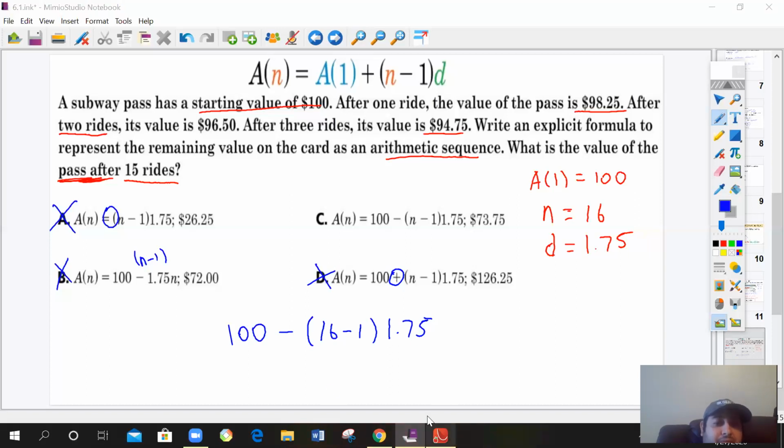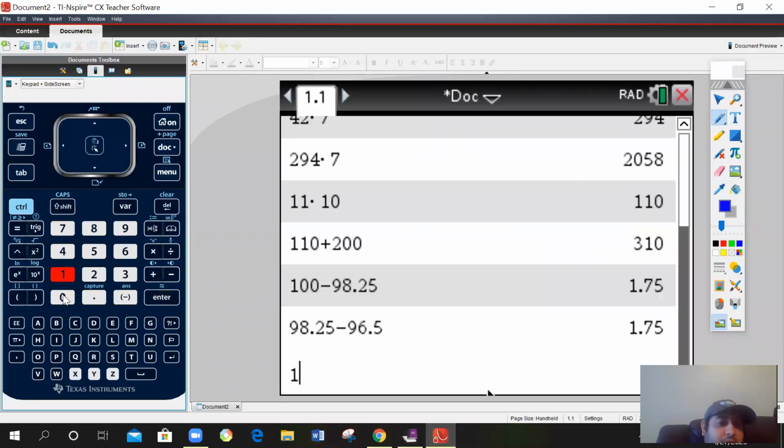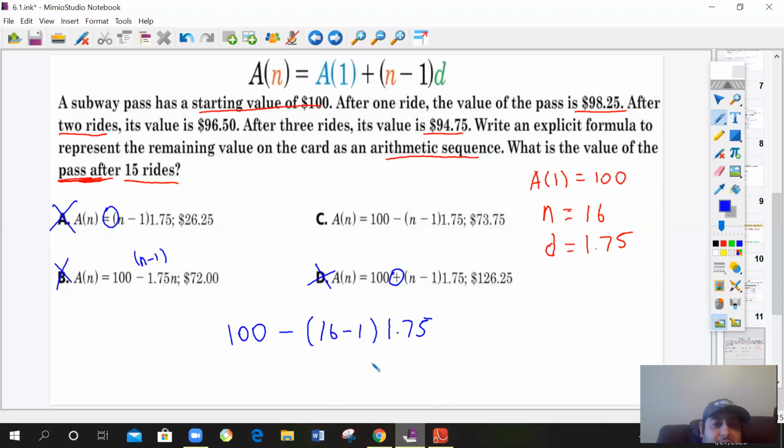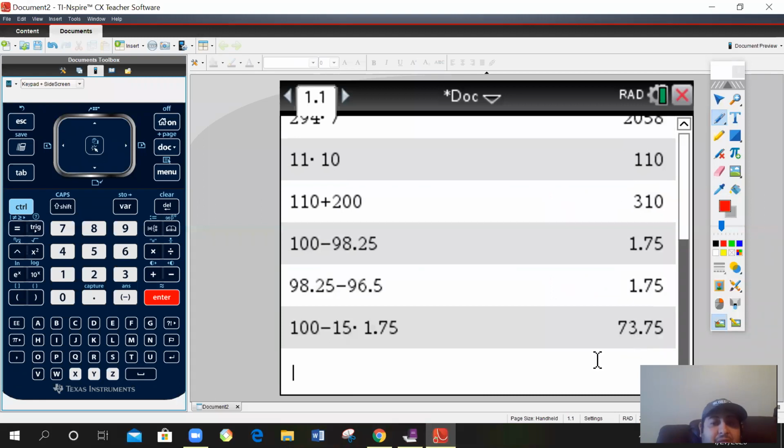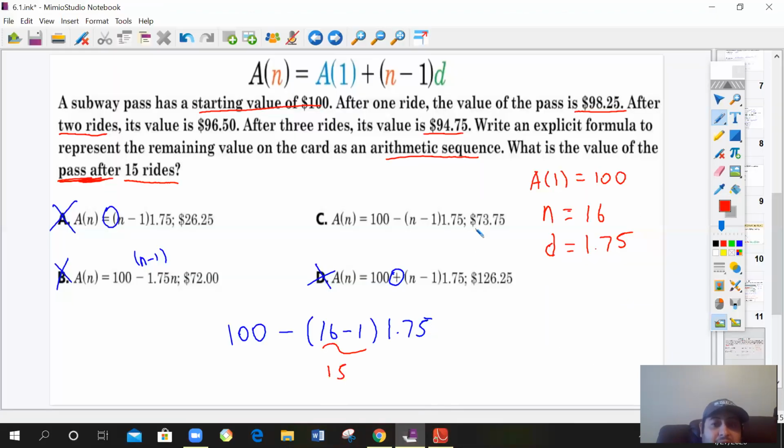So we have 100 minus 16 minus 1. Basically, this section is going to be 15 times 1.75. That's going to give us 73.75. So it's letter C. All right.